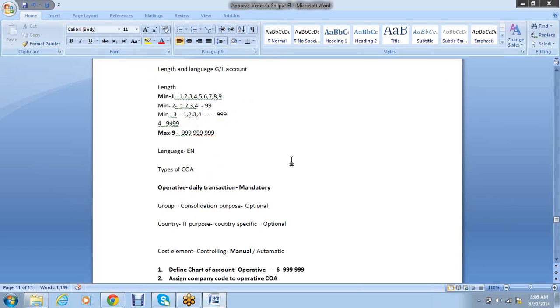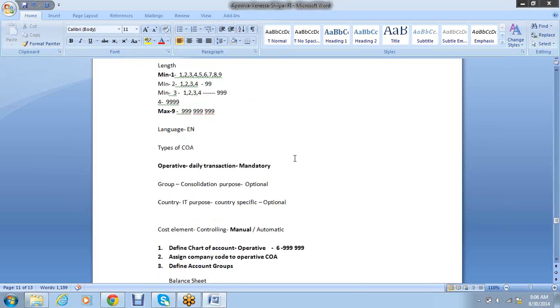Next is the type of chart of accounts. We have 3 types of chart of accounts: operative, group, and country. Operative chart of accounts is for your daily transactions, to record your day-to-day transactions. Under the operative chart of accounts, the GL accounts which will be created are used for recording our daily transactions.